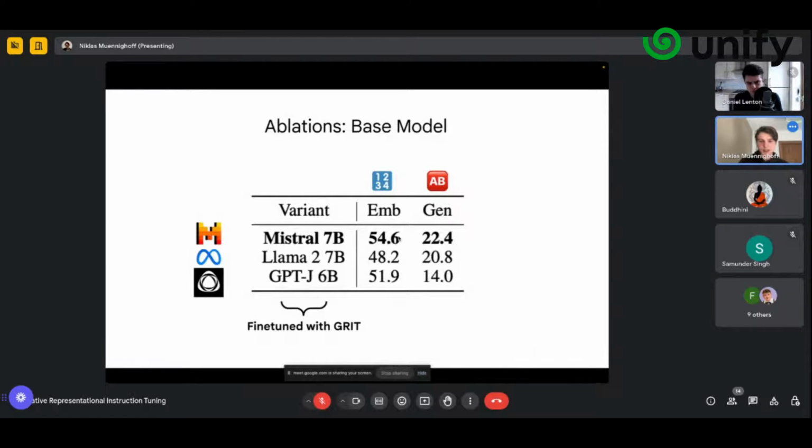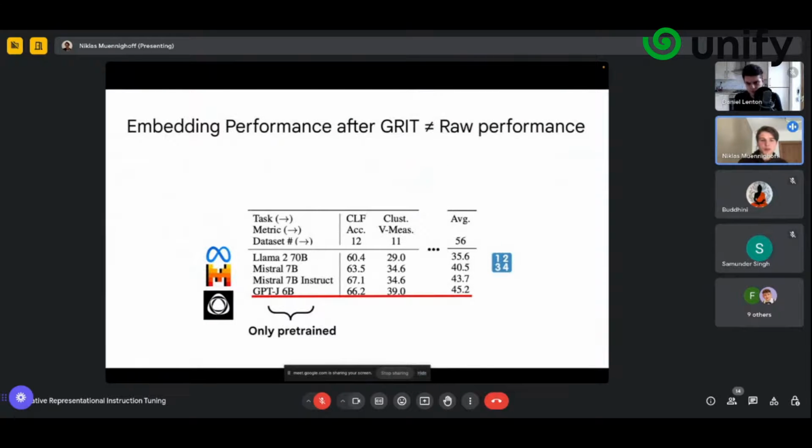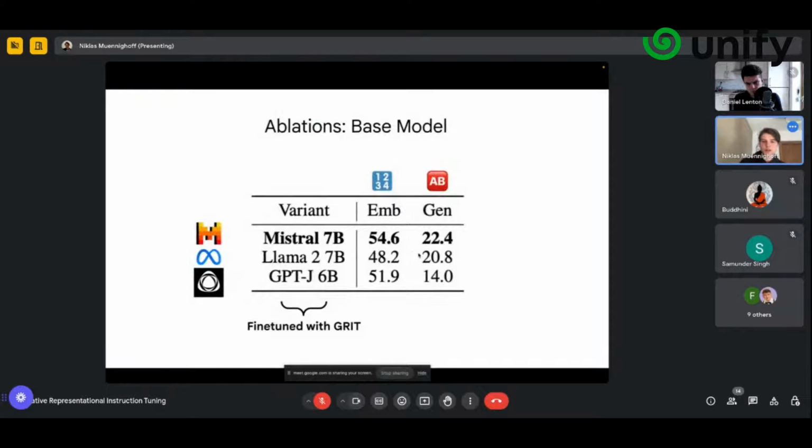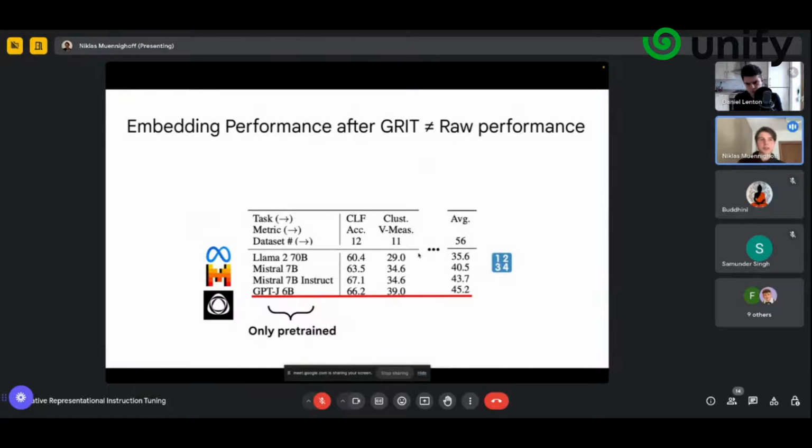What's surprising here is that if we don't fine-tune them, then the GPT-J model was actually the strongest for embedding. Just after pre-training, prior to doing any GRIT fine-tuning whatsoever, GPT-J has the best performance on MTEB with 45.2, and then Mistral, and then Llama. However, after fine-tuning, the Mistral model was better. It's interesting because it tells us that the embedding performance just after pre-training is not predictive of the embedding performance after fine-tuning for these causal language models.